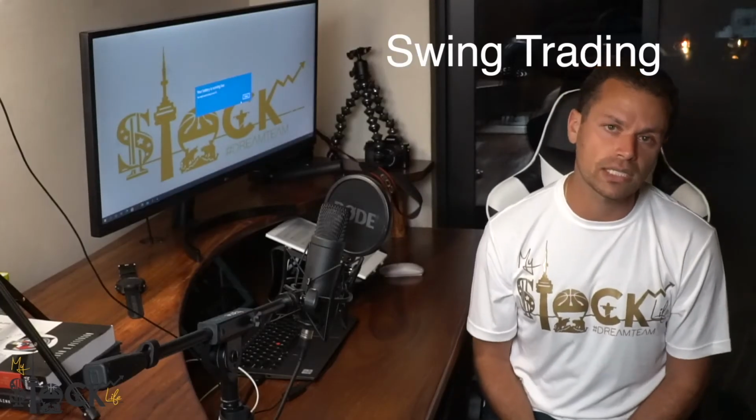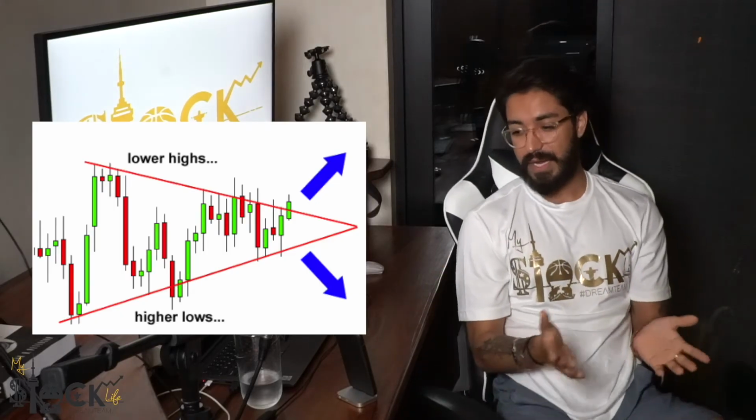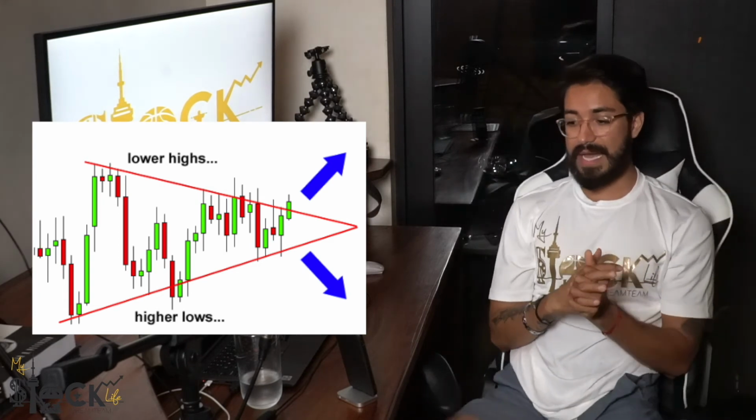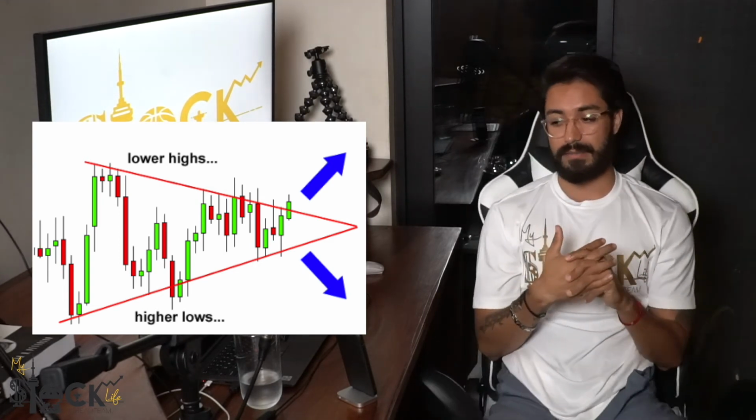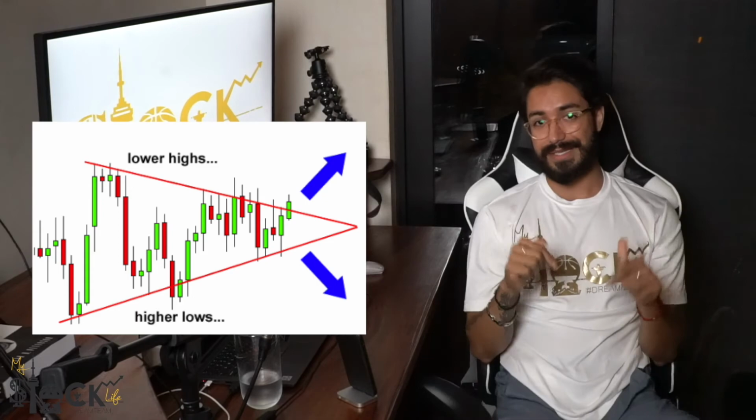Swing trading is one step below position trading. So basically you're buying something low and selling it high within 3 days, 4 days. Lower highs, the opposite of a higher low. These can last a while and you'll begin to see them if the price is to the downside.